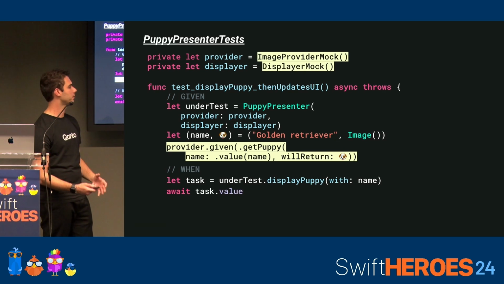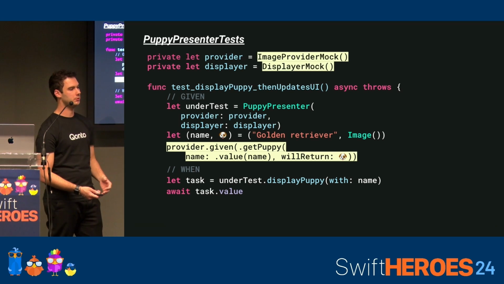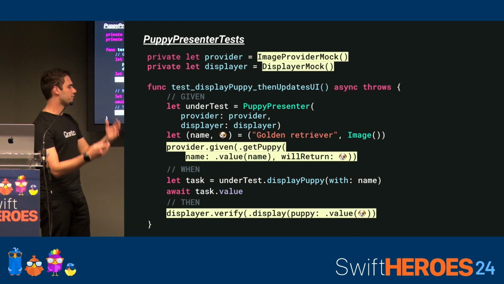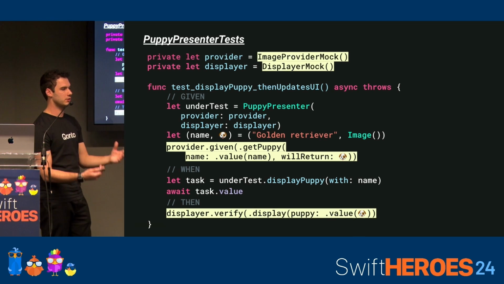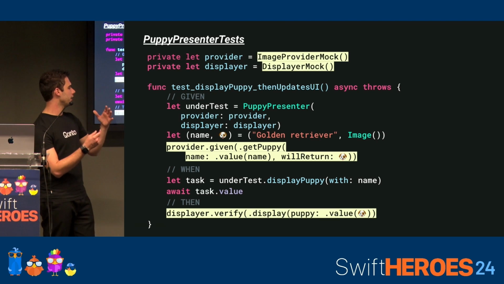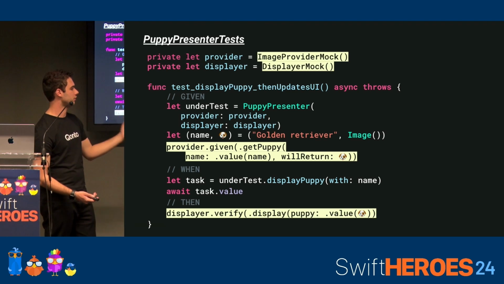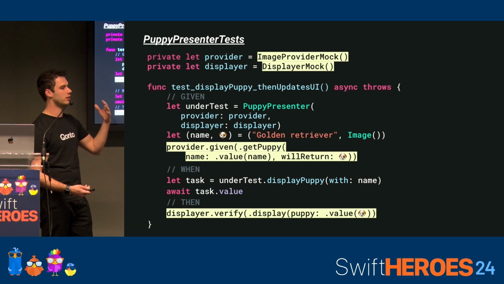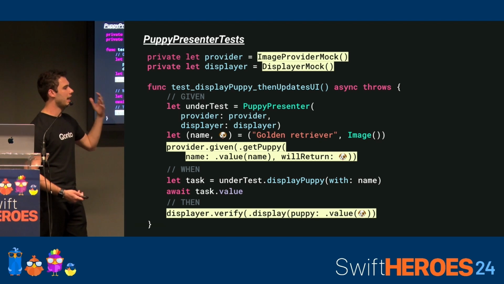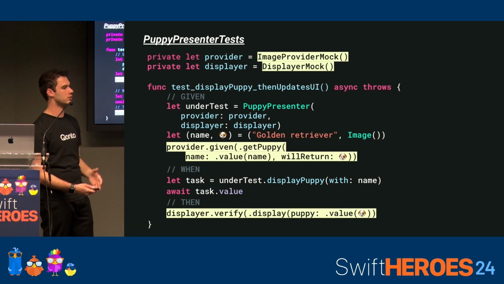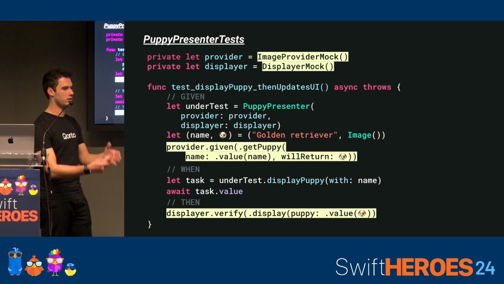So now that we have the setup, we can go ahead and call the display puppy function that we want to test. I'll wait for it to be finished. And finally, the verification side of the test: we need to verify that the UI was updated correctly. This is done with the SwiftyMocky syntax of verify. As you can see, it's really readable, really easy to understand. And our team writing this mock and this test hasn't spent time doing manual work, but just focused on what's really important for the business, for the success of our developers.